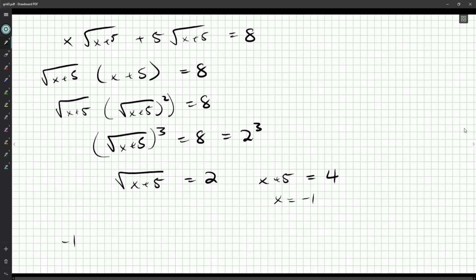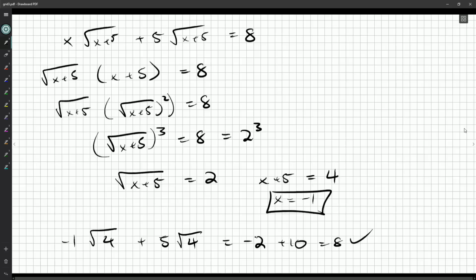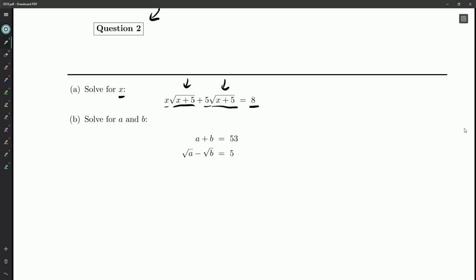And if you want to, you can plug it back in and double check that sort of thing. Minus 1 times the square root of 4 plus 5 times the square root of 4 is going to be minus 2 plus 10, and that absolutely is 8. So our final answer for x is going to be minus 1. And that's all there is to it.